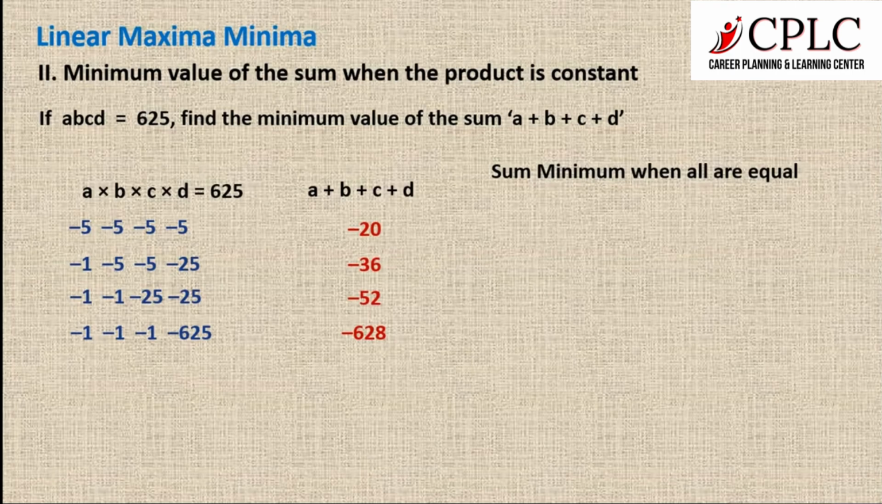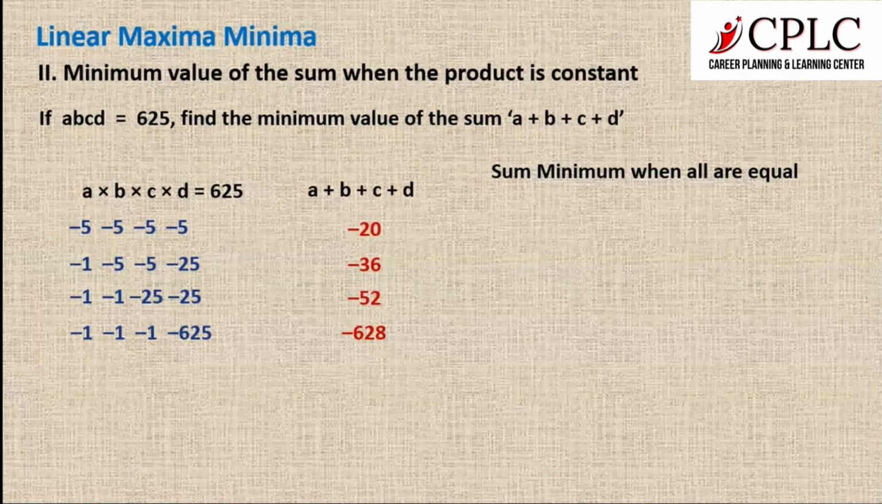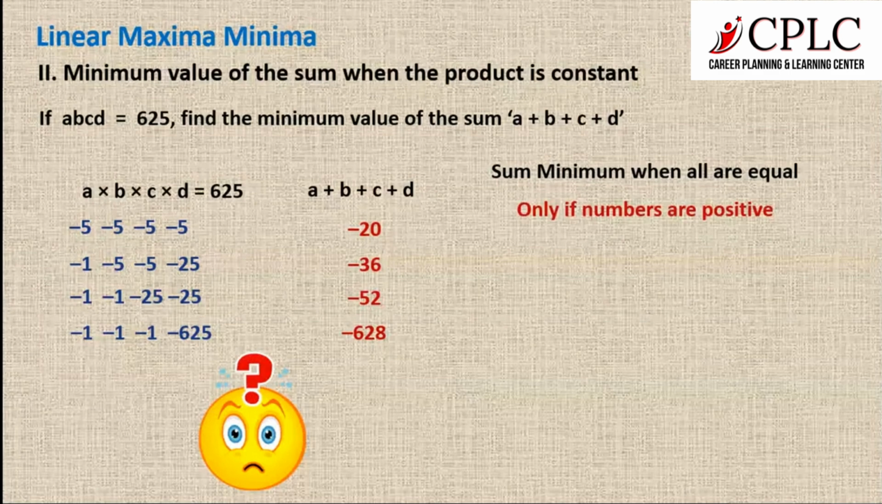And there is a cap on the rule as well: the minimum value of the sum when the product is constant, when all are equal, is only and only applicable when the numbers are positive. Very, very critical observations these are, and you have to be very thorough with them. Only then will you not make a mistake.